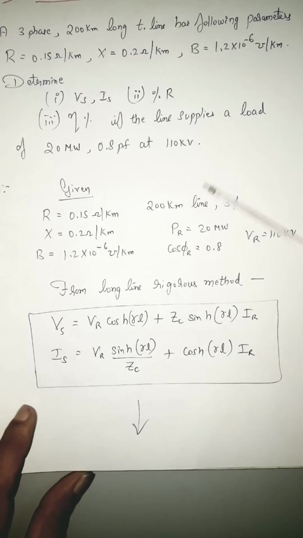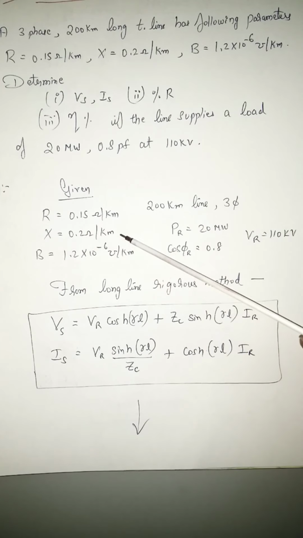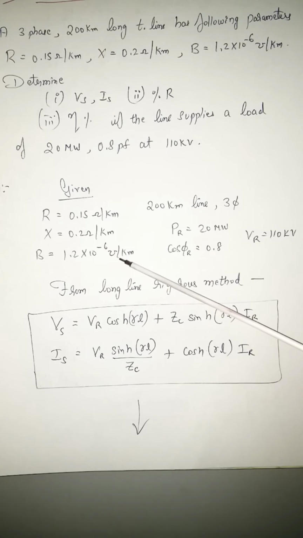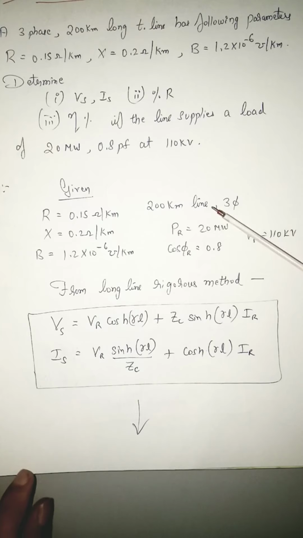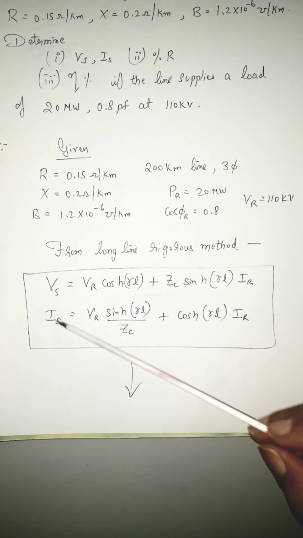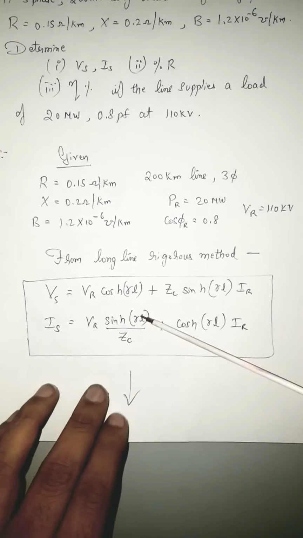So start writing the given data. Resistance given as 0.15 ohm per kilometer, reactance 0.2 ohm per kilometer, susceptance 1.2 into 10 power minus 6 mho per kilometer, line length 200 kilometer, three-phase line, PR receiving end power 20 megawatt, cos phi R receiving end power factor 0.8, receiving end voltage 110 kV. So if you remember the long transmission line, we had the final expression for Vs and Is. So I'm going to take this expression.